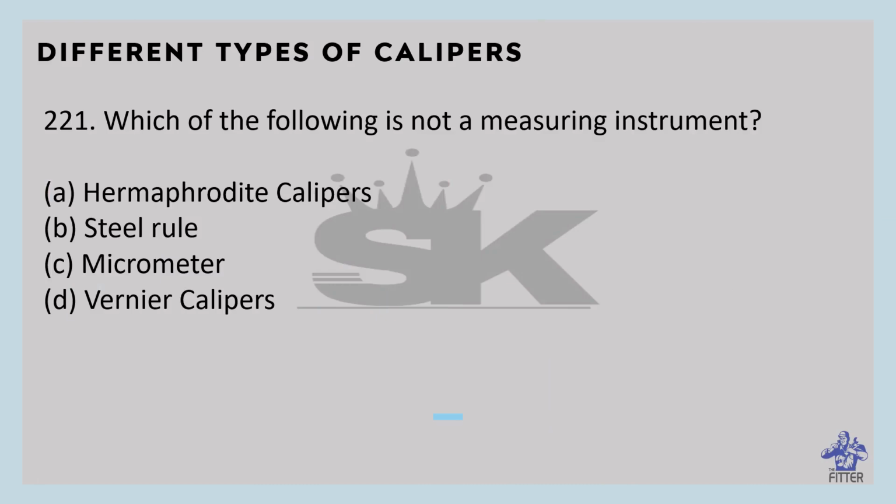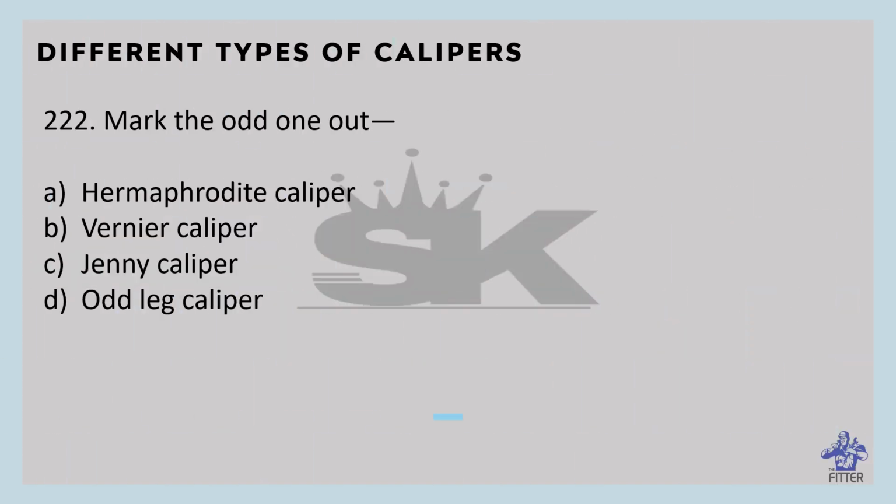Which of the following is not a measuring instrument? That is hermaphrodite caliper, because it is an indirect measuring instrument. Remaining are direct measuring instruments. Mark the odd one out: hermaphrodite caliper, vernier caliper, Jenny caliper, odd leg caliper. You can see hermaphrodite, Jenny, odd leg caliper are the same. So the odd one is vernier.